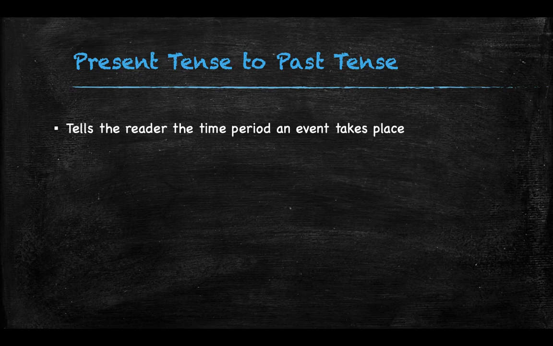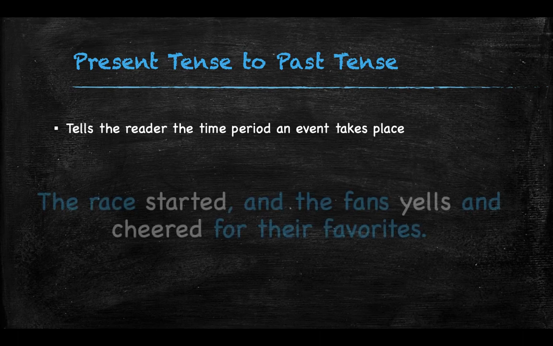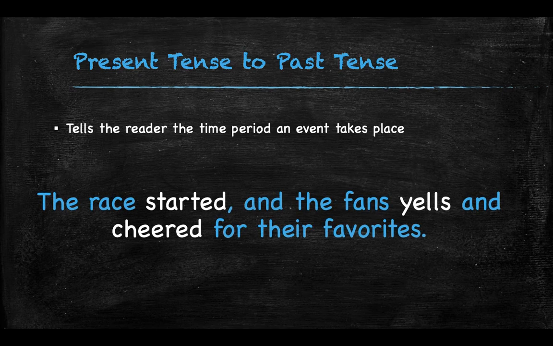Mixing verb tenses can make your writing awkward and confusing to your reader. Let's take a look at this example sentence. The race started and the fans yelled and cheered for their favorites. In this sentence, started and cheered are past tense. Yells is present tense. This shift from past to present, back to past, leaves your reader wondering about the time these actions take place. To make your writing clear and effective, choose a verb tense for your writing and stick to it.